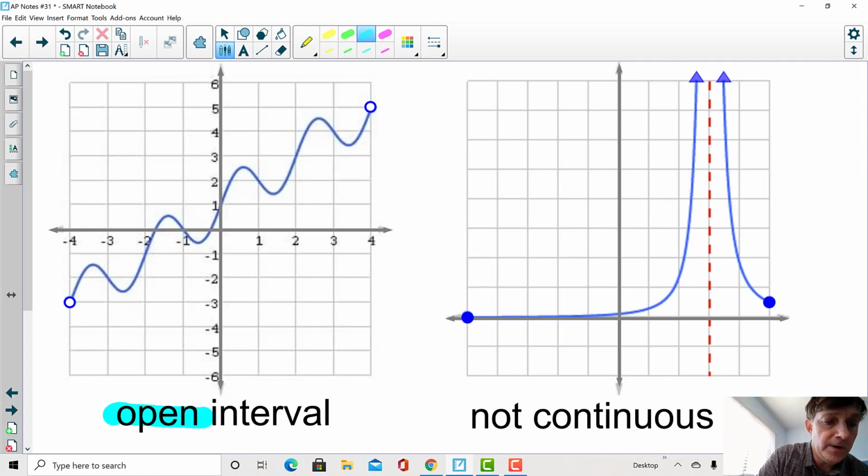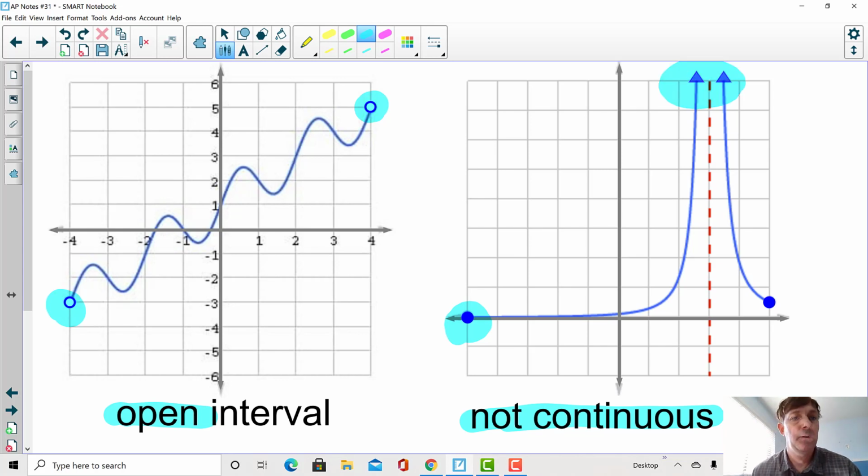If you'll notice this open interval, there is no maximum value because there's no highest point, and there's no minimum value because there's no lowest point. So you're not guaranteed to have an absolute max or an absolute min if you're continuous on an open interval. Also, if your function is not continuous, it is possible to have an absolute minimum or an absolute maximum, but there's no guarantee of that. You'll notice here our function goes up forever because we have that asymptote. So if your function is not continuous, there is no guarantee of an absolute max or absolute min.